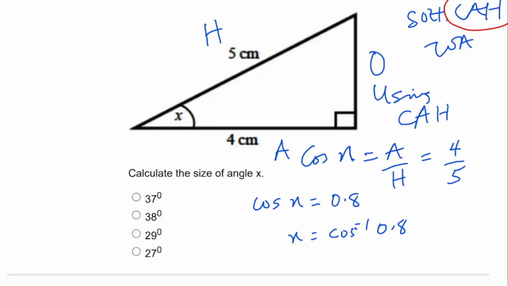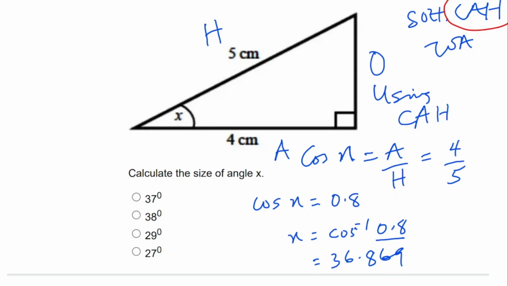In some calculators, you have to press the number first, which is 0.8. Like the one I'm using here, I'm going to press 0.8, then press second function, then cos to give me the answer straight. That gives me 36.869.